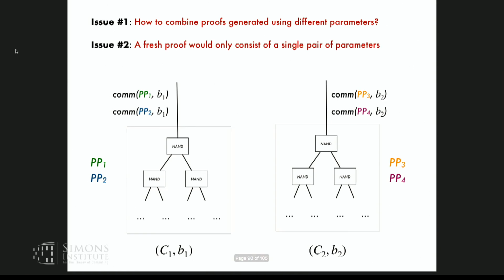And the second issue is unlinkability. If a fresh proof were to be constructed, then the prover is only going to use two parameters for the whole proof, right? But if you join both these proofs together, then you'll be left with 4 parameters instead of just 2, right? Note that this problem didn't exist in the NIZK construction because there's only one parameter and that was in the CRS.